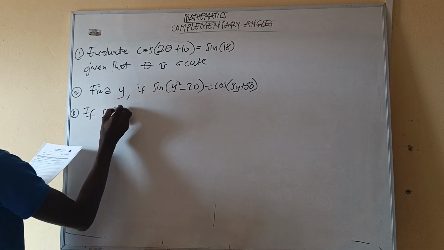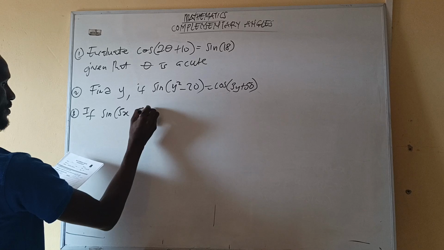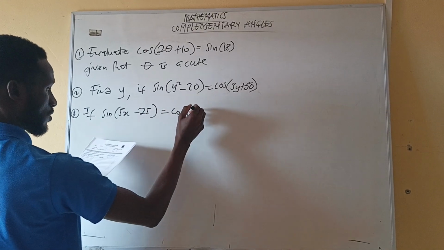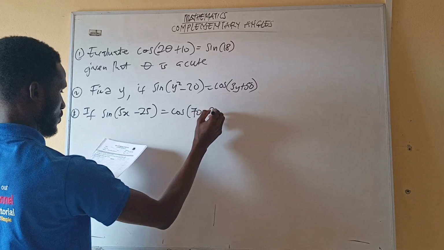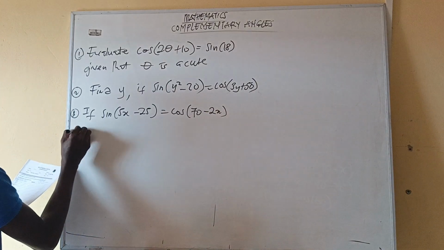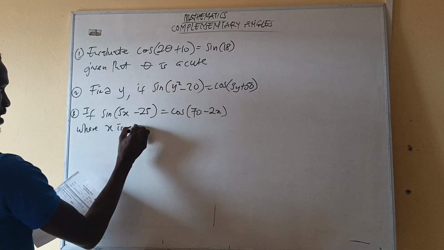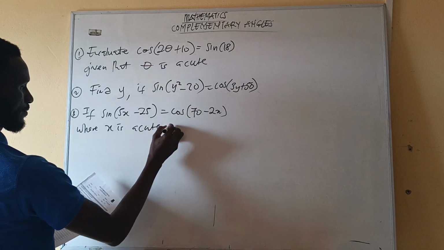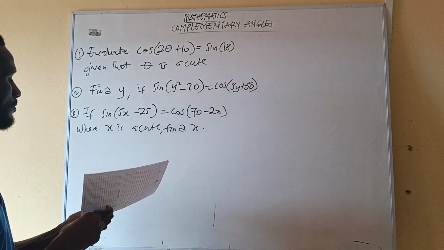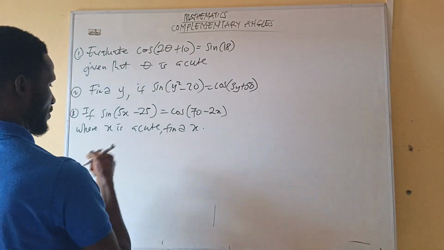If sin 5x minus 25 is equal to cos 70 minus 2x, where x's are cubed, find x. Now let's look at this little question. I'm going to solve this one fast, then we go.